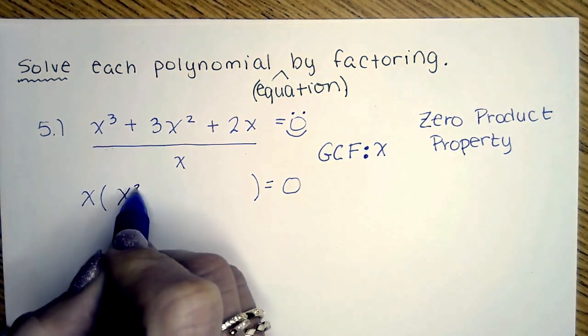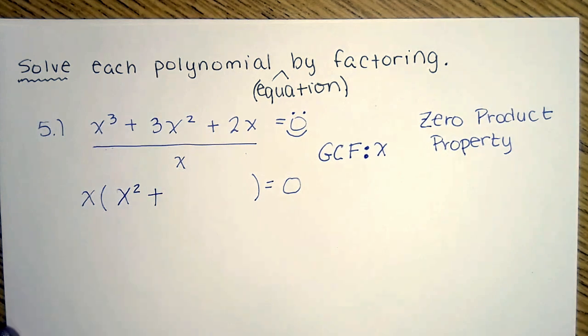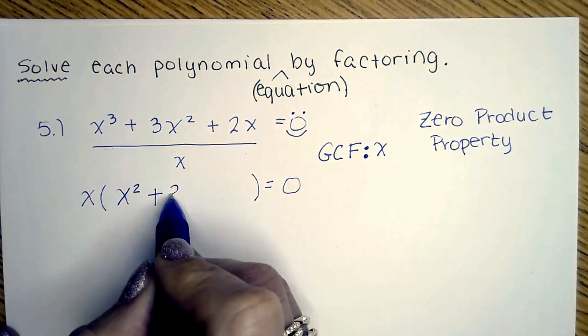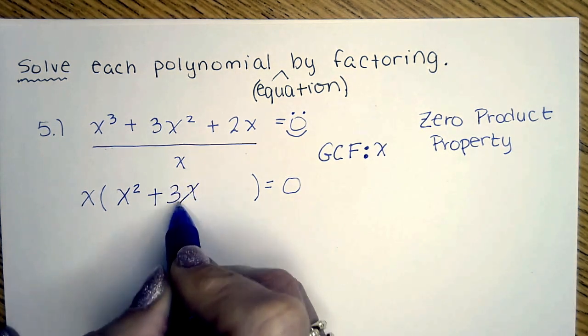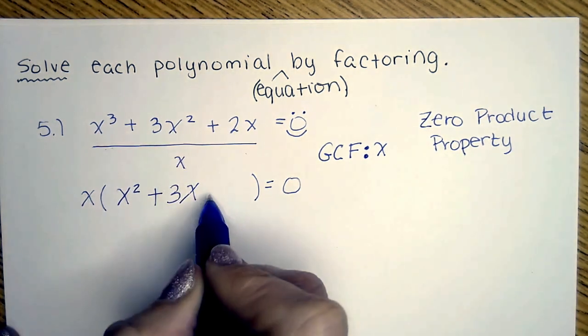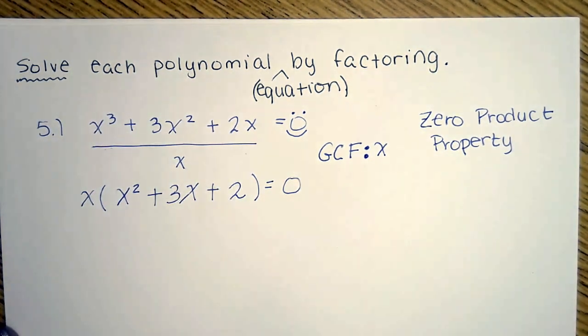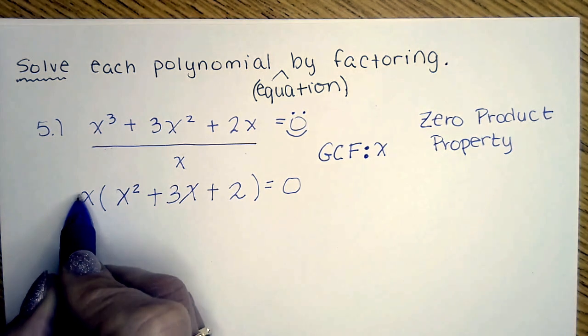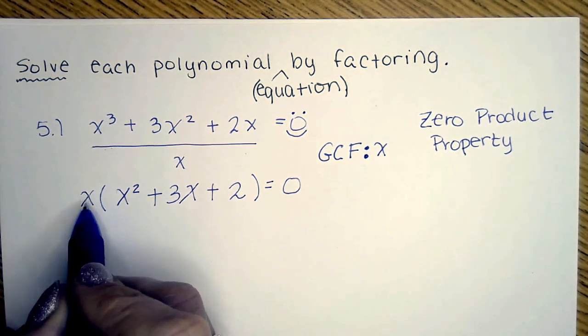Yes, x to the second. 3x, because x squared meant I had 2 x's up there. Good. Good, because the x just reduced out. Now, this over here is just plain x, okay?